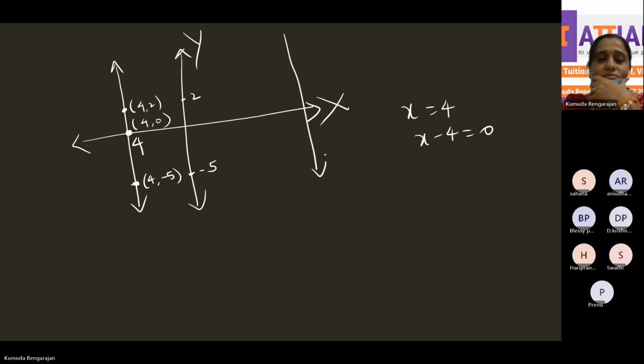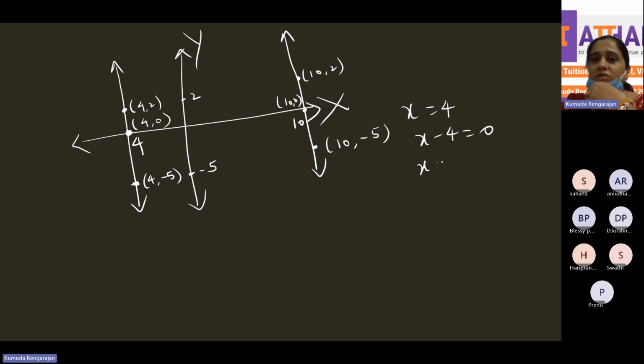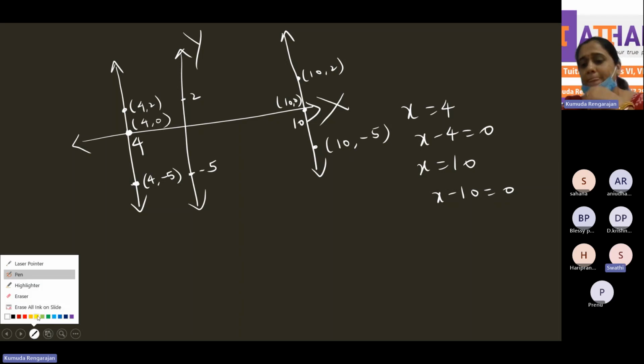If it's here, and supposing this is 10, 0, then maybe this is 10, 2, and this is 10, minus 5. So x is equal to 10. The equation is x is equal to 10 or x minus 10 is equal to 0. Okay. So to find the equations of the lines parallel to the x or y axis, very simple. Just mark a few points on it. Yeah, you understood.